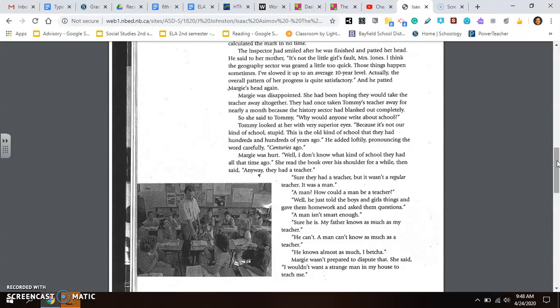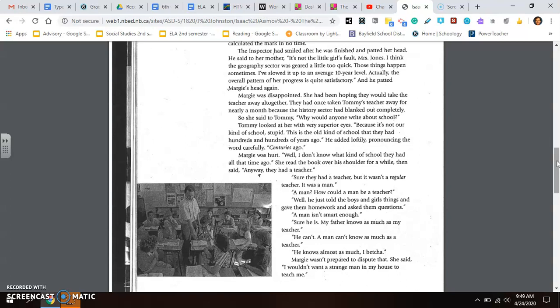"Because it's not our kind of school, stupid. This is the old kind of school they had hundreds and hundreds of years ago," he added loftily, pronouncing the word carefully. "Centuries ago." Marjorie was hurt. "Well, I don't know what kind of school they had all that time ago." She had read the book over his shoulder for a while, then said, "Anyway, they had a teacher."